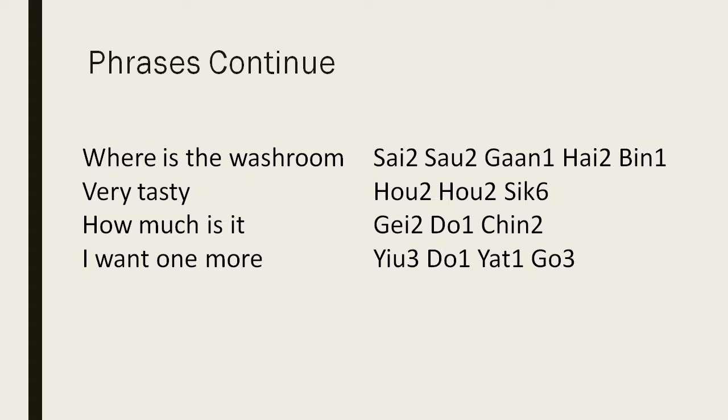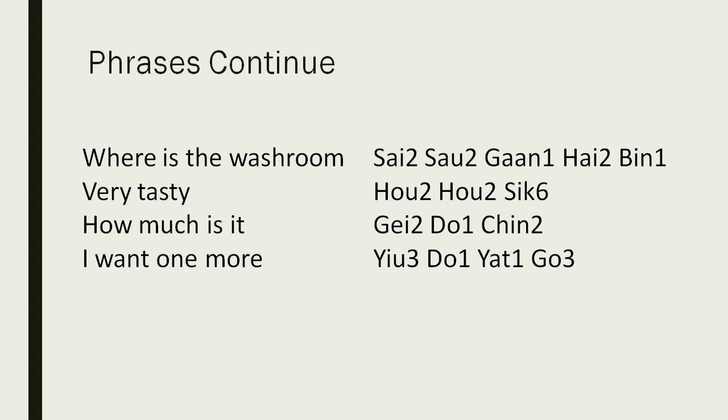Now let's say that you need to go to the washroom and you want to ask the waiter or the waitress, where is the washroom in the restaurant? In Cantonese, you would say sai sao gan hai bin. The word sai sao gan means washroom, and the word hai bin means where is. So in Cantonese, we would say washroom where is, or sai sao gan hai bin.